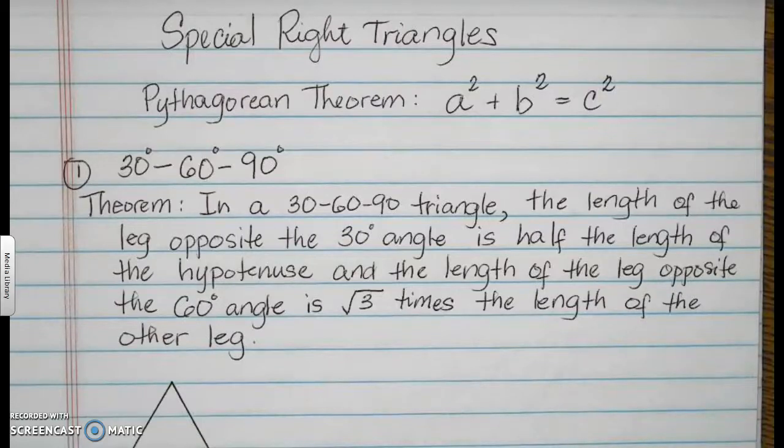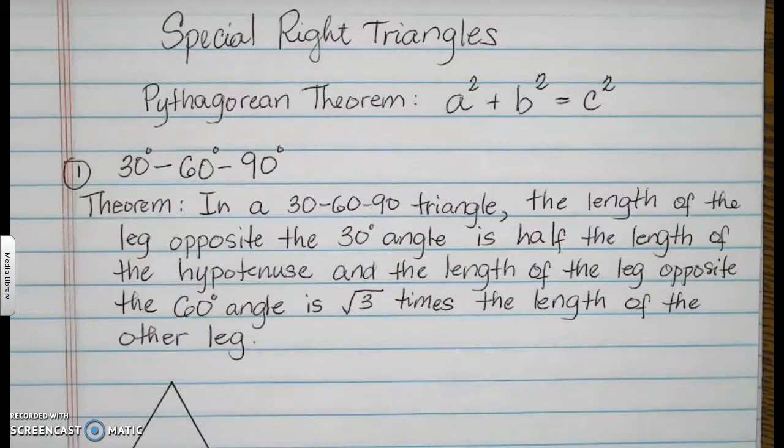Today we're going to discuss special right triangles. Before we discuss the special right triangles, let us review the Pythagorean theorem first. So a squared plus b squared equals c squared, where a and b are the legs of your right triangle and c is the hypotenuse of your right triangle. So let's get down to business.